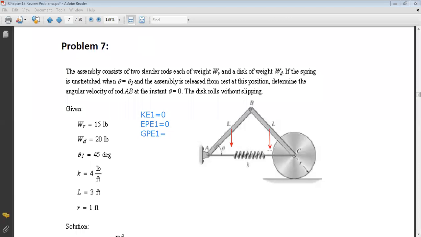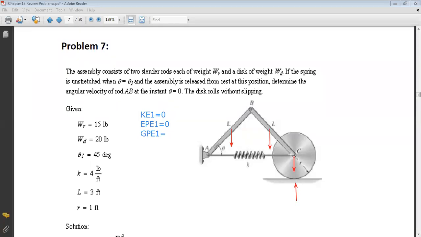I will take as my system the two rods plus the disk, okay? The two rods plus the disk. So I have the weight here, and for the disk, I have the spring force, the weight of the disk, and I have the normal reaction.